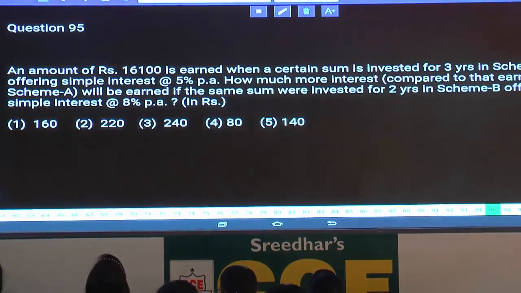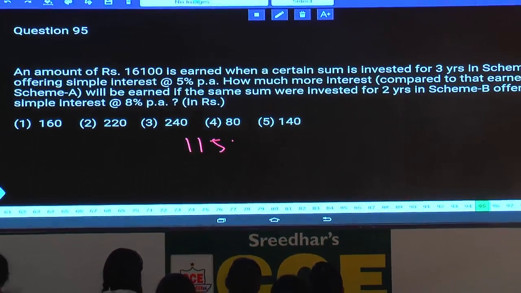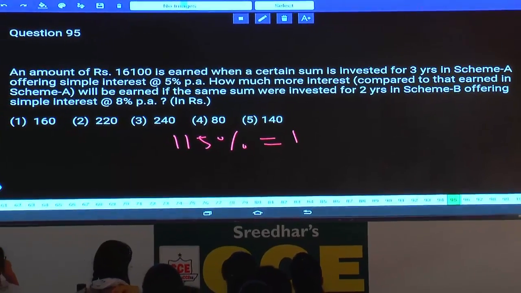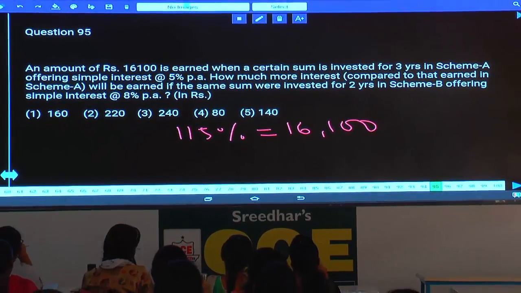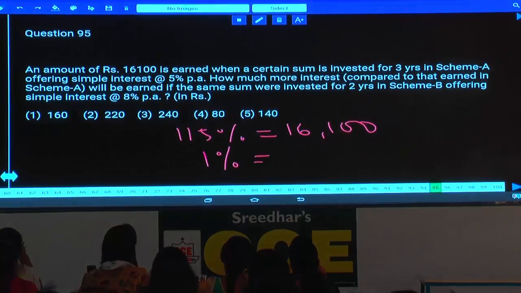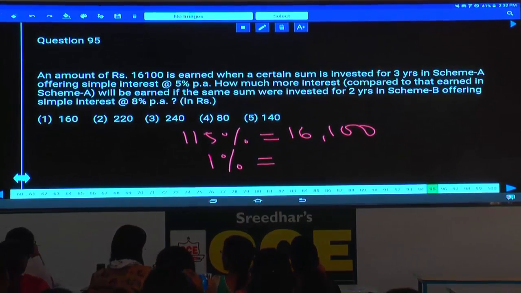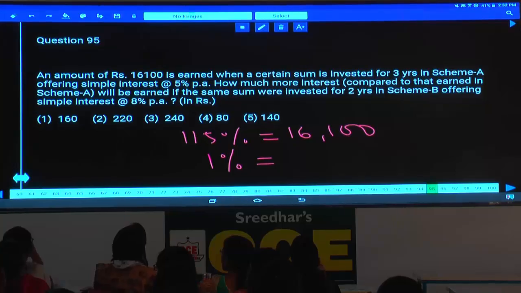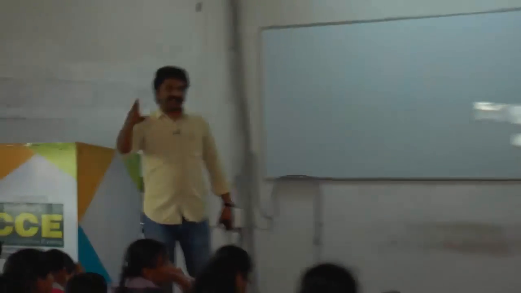If you think this much detail is not needed, look at this. 115% is equal to 16,100. You just need to calculate only 1%. 100% should be definitely less than 16,100, but cannot be half of that. If it is half of that, then it becomes approximate to 8,000. Then 1% becomes 80. Yes or no?